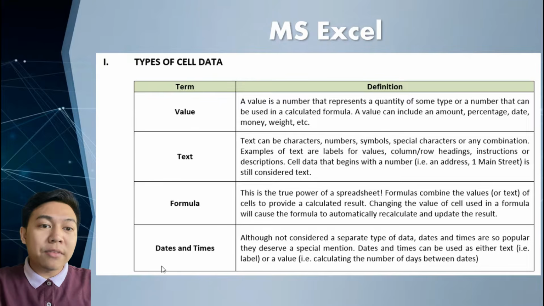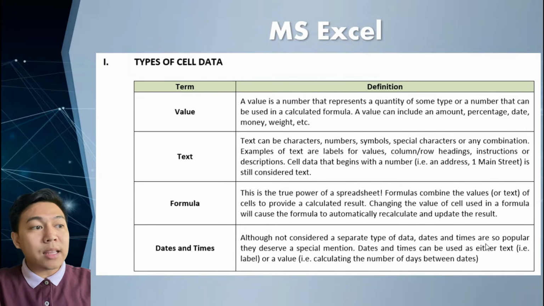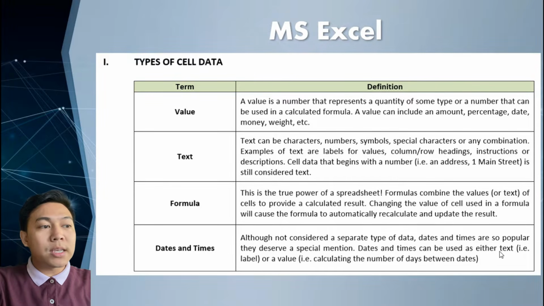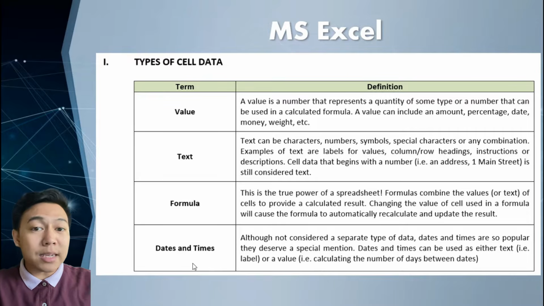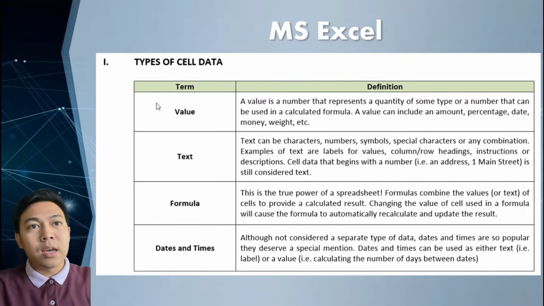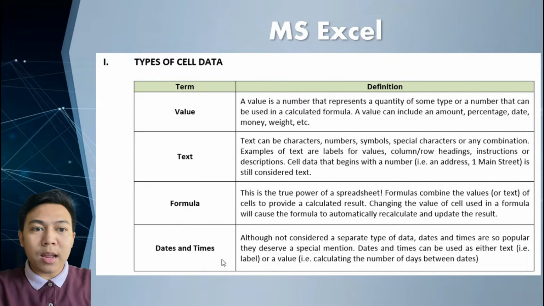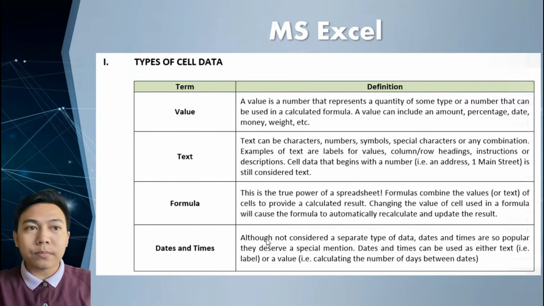And then we also have the last type of data, which is your date and time. Although not considered a separate type, dates and times are so popular that they deserve a special mention. Dates and time can be used either as a text, as a label, or as a value in calculating the days between dates. So dates and time can be a text or a value. So we have here the four types of cell data: value, text, formula, and dates and time.